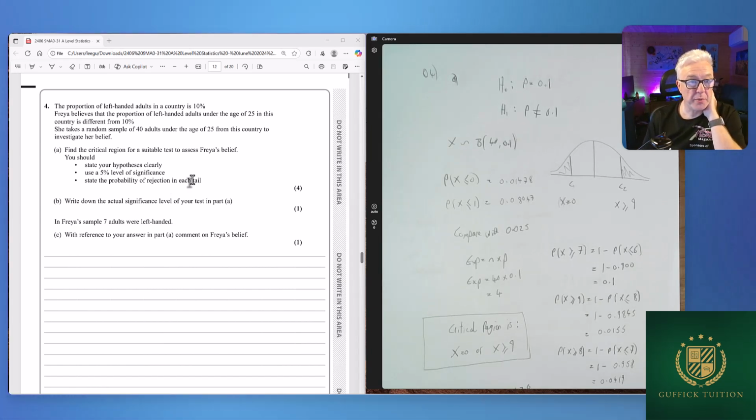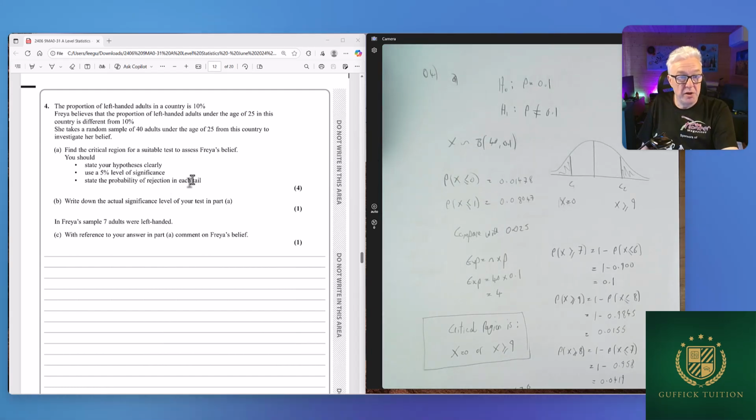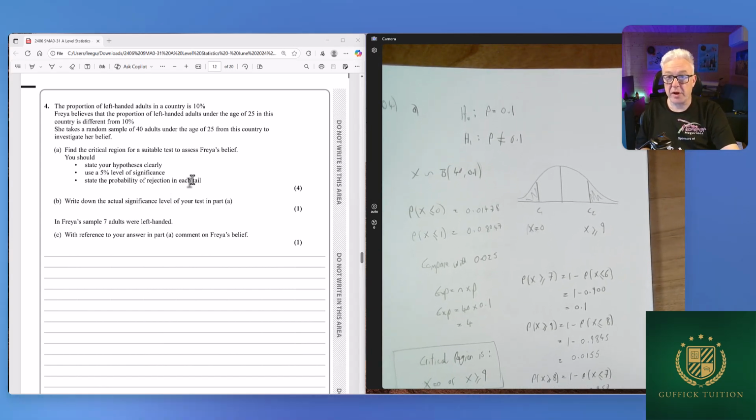Okay, so it says the proportion of left-handed adults in a country is 10%. Freya believes that the proportion of left-handed adults under the age of 25 in this country is different to 10%. She takes a random sample of 10 adults under the age of 25 from this country to investigate her belief. Find the critical region for a suitable test to assess Freya's belief. You should state your hypothesis clearly, use a 5% level of significance, and state the probability of rejection in each tail, 4 marks.